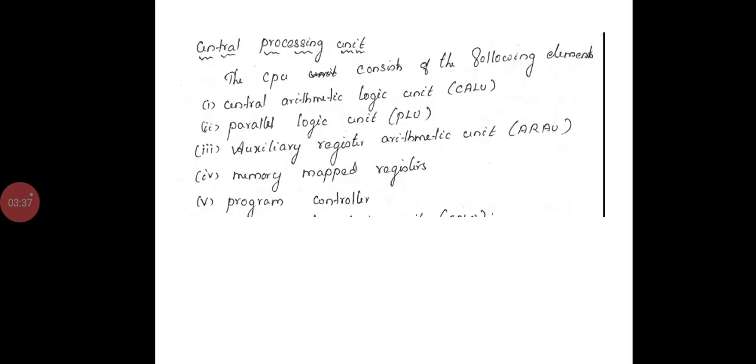The CPU consists of the following elements, that is the central arithmetic logic unit to perform the logical functions, and the parallel logic unit, which also performs parallel logical functions for signed and unsigned numbers. Next one is the auxiliary register arithmetic unit. It consists of 8 auxiliary registers. And also next one is the memory map register, and the last one is the program controller.